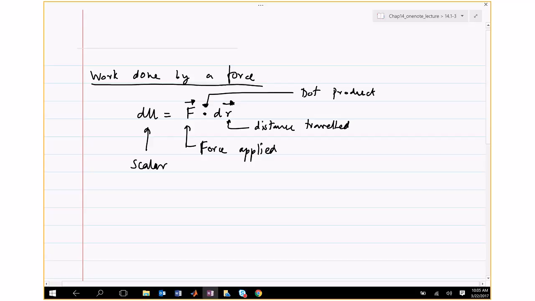So if you want to find the work done when a force moves a particle from 1 to 2, all you have to do is integrate F dot dr from R1 to R2.